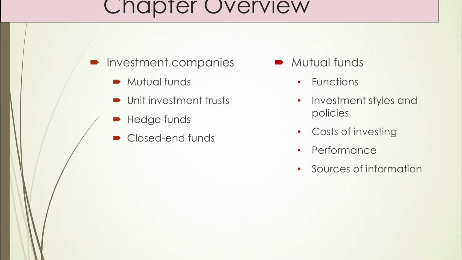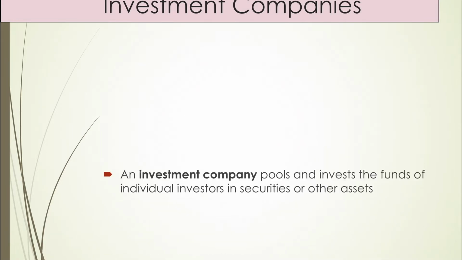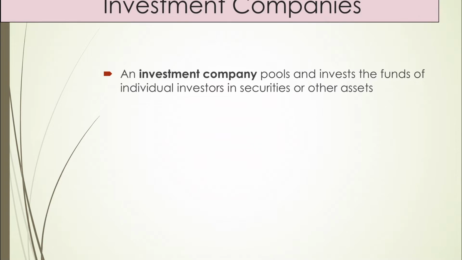So first, to set the stage of everything, let's talk about investment companies. What is an investment company? An investment company pools and invests the funds of individual investors in securities or other assets. So the key there is that they pool and invest the funds of individual investors in securities or other assets. So the pooling of the assets is the key idea behind investment companies, and then as an investor, you have a claim to a proportional amount to what you invested.